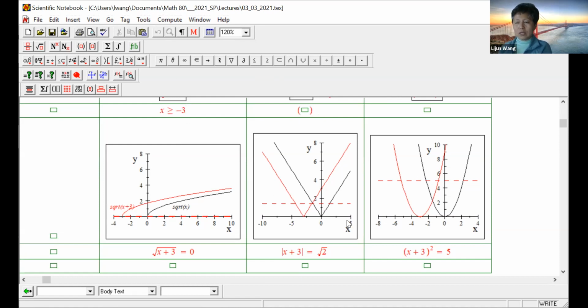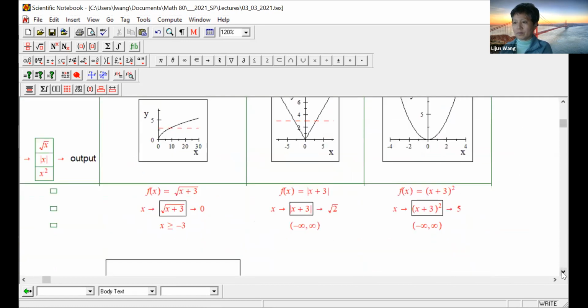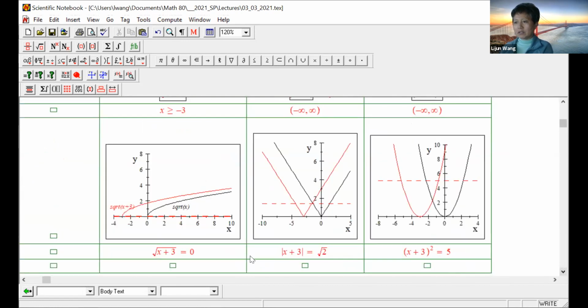You can see these shiftings don't cause any major issues in terms of domain for the absolute value and the square, but it certainly has an impact on the square root. Do you guys follow me? So this domain is impacted, but these domains were not impacted.